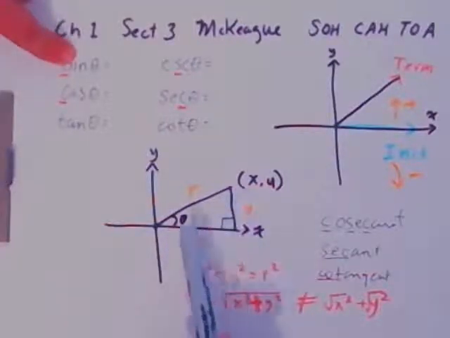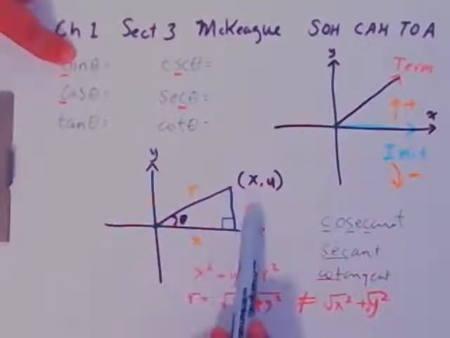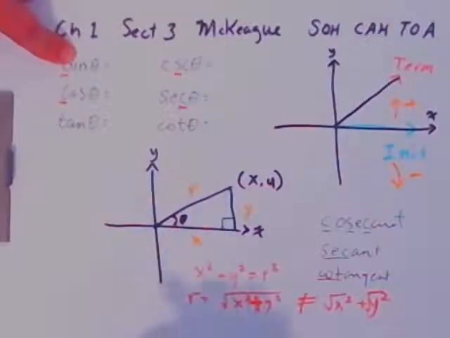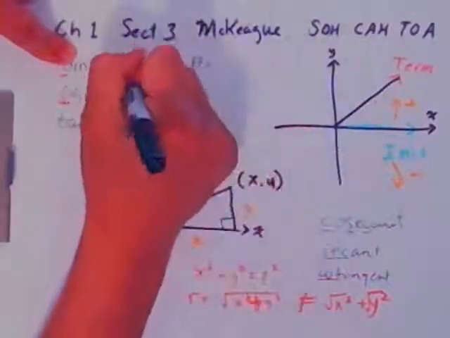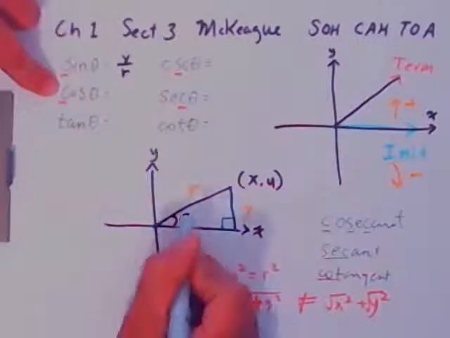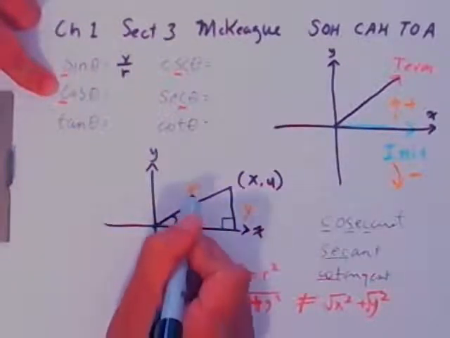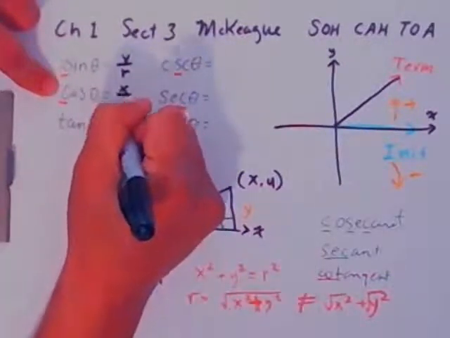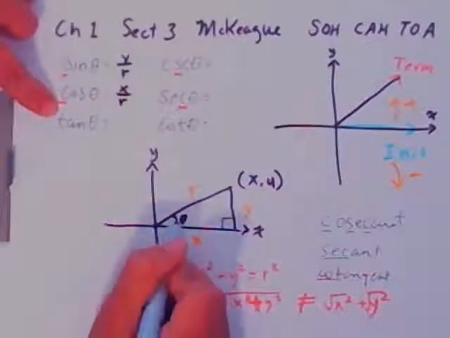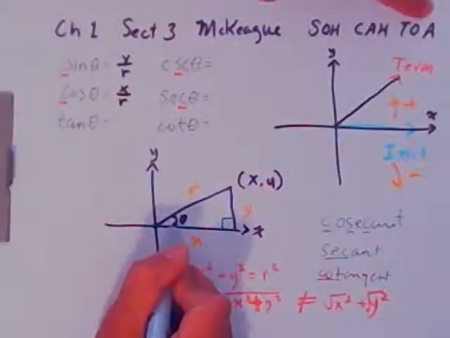The sine, according to the angle, is opposite over hypotenuse. It's going to be y over r. The cosine of the angle is adjacent over hypotenuse. It's going to be x over r. The tangent of that angle is opposite over adjacent.